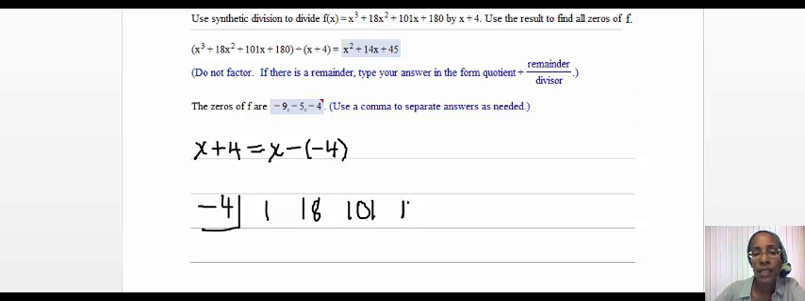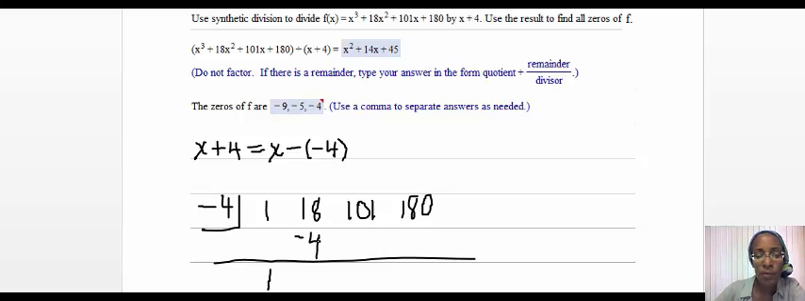Now we write the coefficients of f of x: 1, 18, 101, and 180. So 1 is the coefficient of x cubed, 18 is the coefficient of x squared, 101 is the coefficient of x, and 180 is the constant. We make sure there are no missing powers of x. If there were, we would fill them in with zero coefficients.